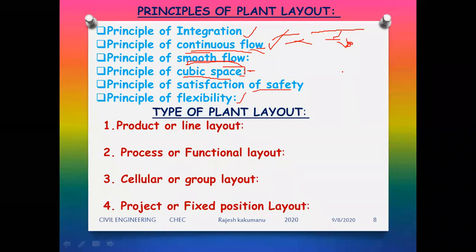So we'll discuss each of them in detail. If you see the figure, you can simply understand what these four types of layout are.